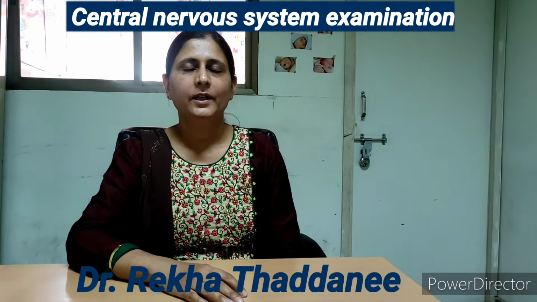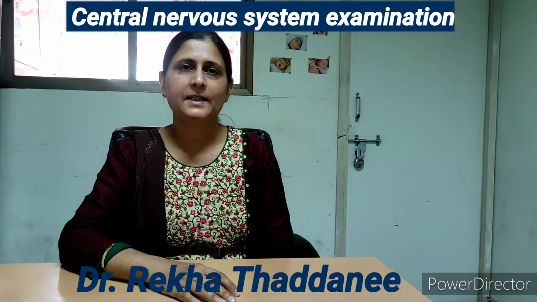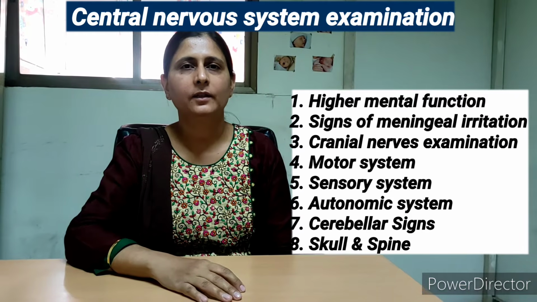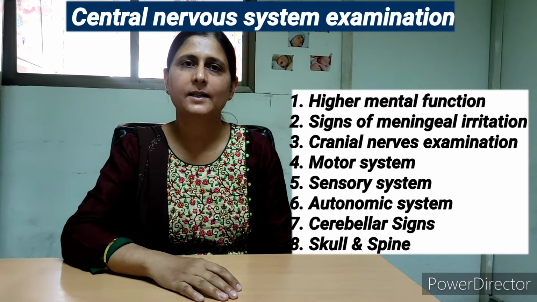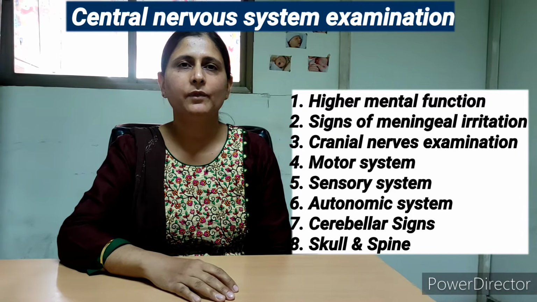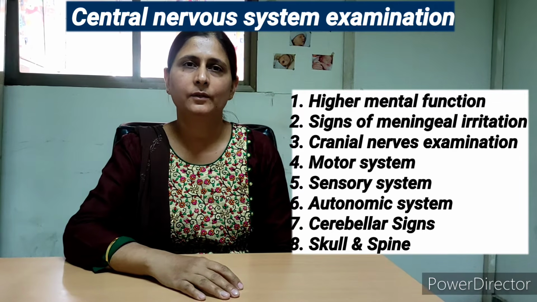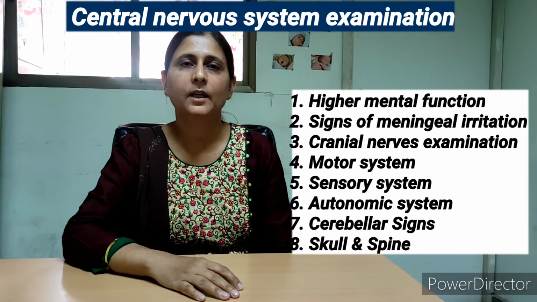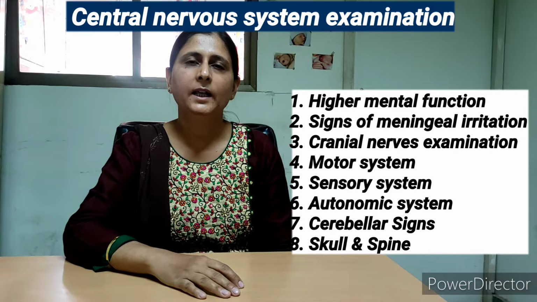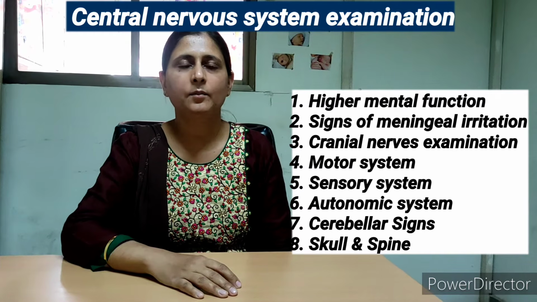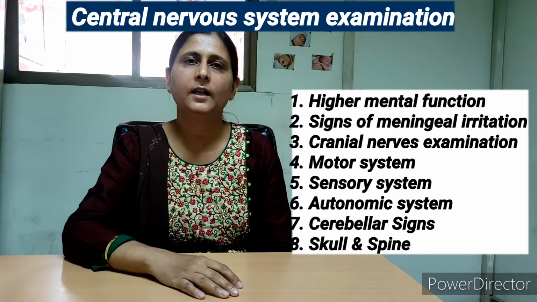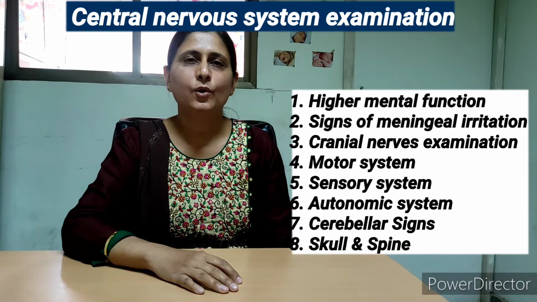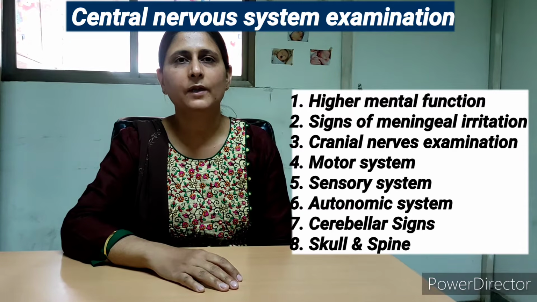Hello everyone. Today in this video I will perform the central nervous system examination. So first we have to assess the higher mental function in the CNS examination. Then we have to check signs of meningeal irritation are present or not. Then cranial nerve examination, then motor system, then sensory system, then autonomic nervous system. Then we have to check the cerebellar sign, then skull and spine. So today I will cover the first part of the central nervous system examination.